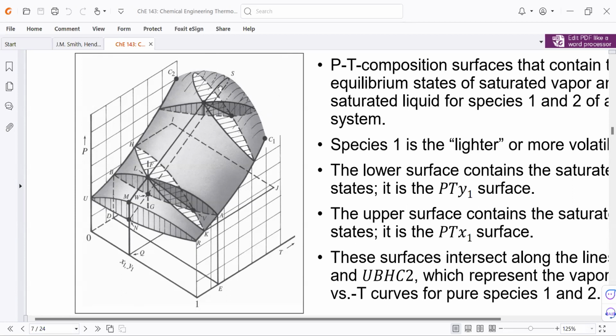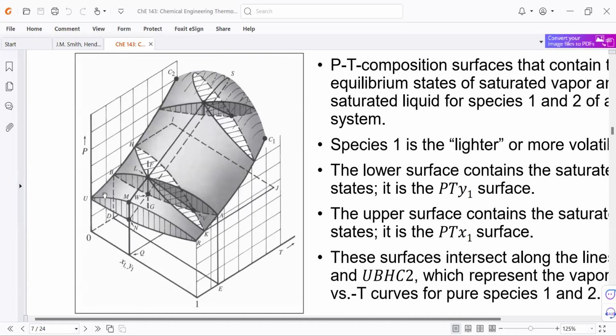If you will remember, a critical point is where the vapor and liquid phases in equilibrium become identical. So we cannot anymore distinguish between the vapor and liquid phase. That is the critical point.